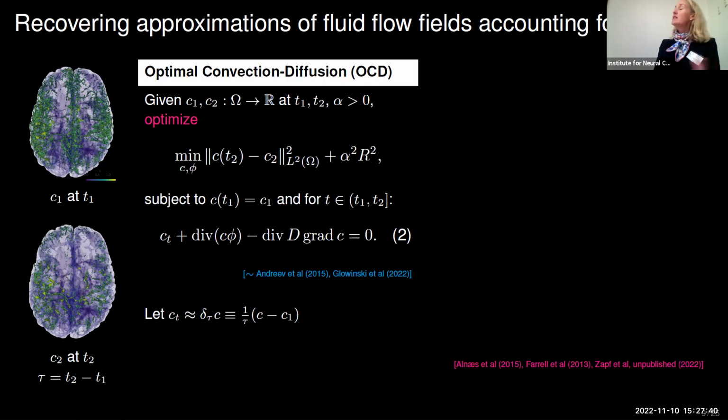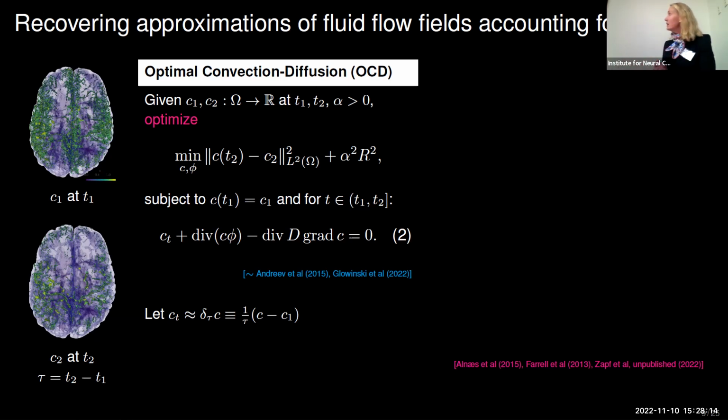So what we did was a version of this, where instead of solving just the transport equation, we introduced a technique we call optimal convection diffusion. So we're still in the same setting where we have an image C1 at t1 and an image C2 at t2. Now we're interested in finding a velocity field phi such that this initial image convects and diffuses to the image at time t2, or almost to it, and also that this phi is reasonably regular.